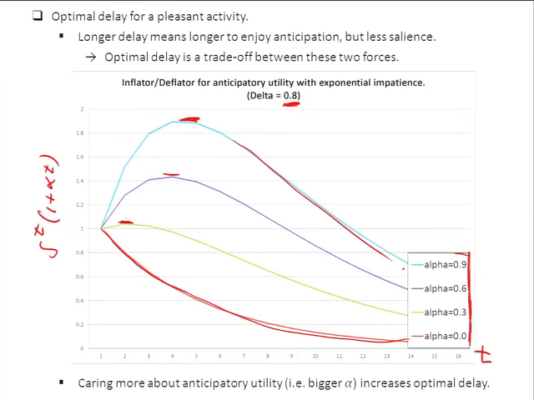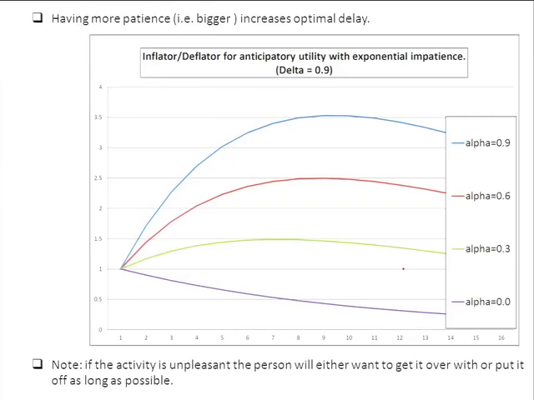Here's the same graph with the same set of alphas, but with somebody who's a little bit more patient, delta of 0.9. In this case, with no anticipation, they're still exponential. But all of these maximum points are now further out in the future. So it's still the case that the more anticipation they have, the more they want to delay it. But because they're more patient, all of these numbers are further out in the future. They're willing to delay more, because now impatience is not undermining their fantasy utility to the same extent.